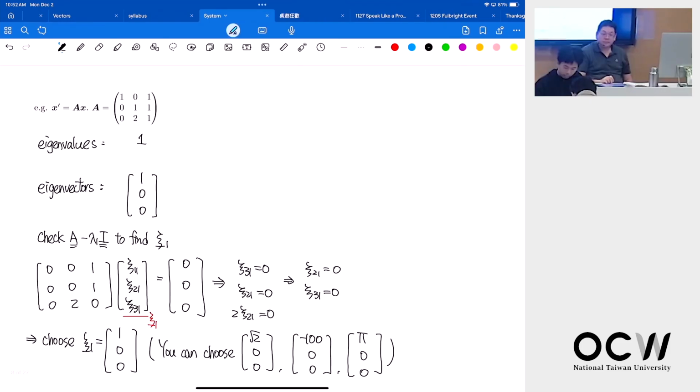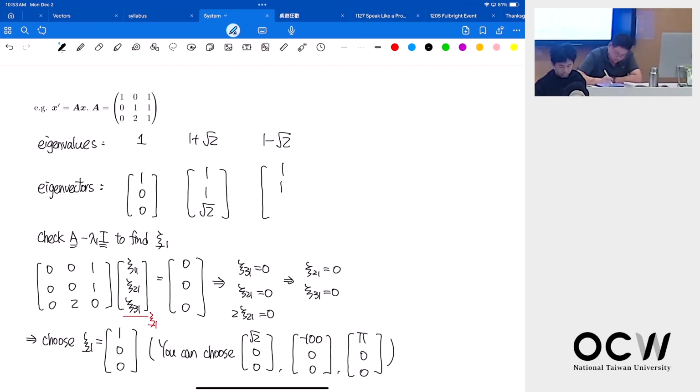Okay, so the second and third eigenvalues are 1 plus square root of 2, with the associated eigenvector 1, 1, square root of 2, and 1 minus square root of 2, with the eigenvector 1, 1, minus square root of 2. Now I have 3 eigenvalues and their associated eigenvectors.